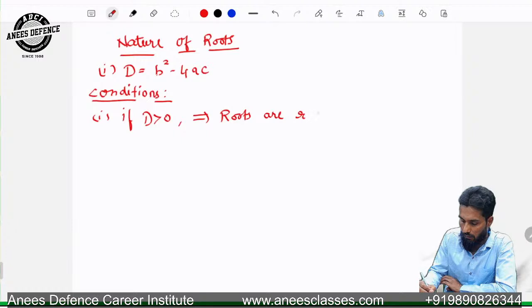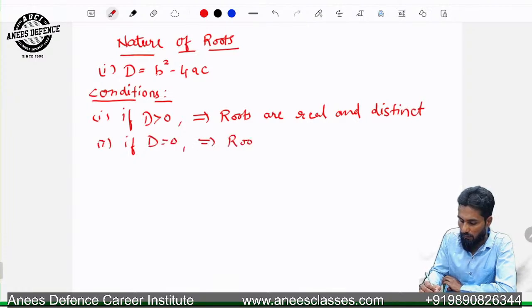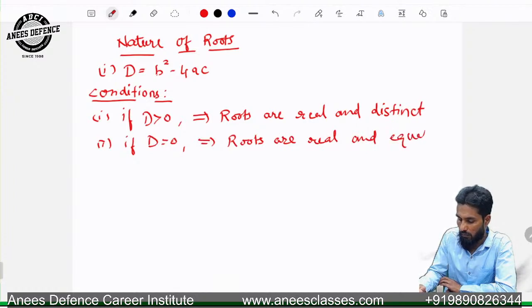Fine. Second condition, if discriminant is equal to 0, then the roots will be real and equal. I'm also writing side by side, so you can also note it.